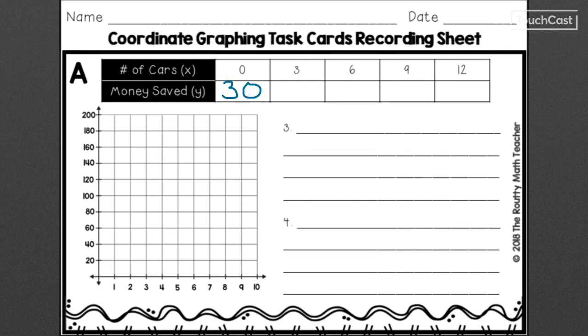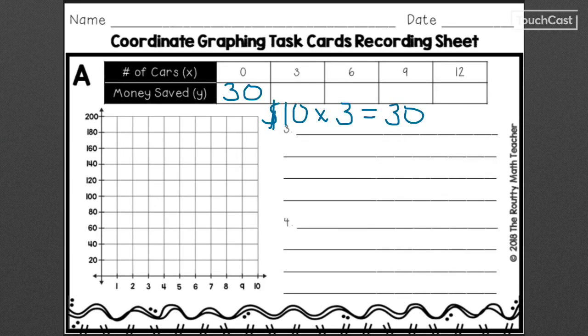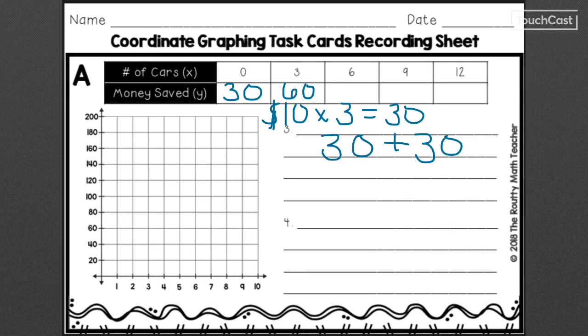Now I want to see how much money he would have after washing 3 cars. So he said that he's gonna charge $10 for every car. So if he washes 3 cars, that means he's doing 10 times 3, which equals 30. But that still doesn't tell us how much money is going to be in his bank account after 3 cars. So how much money will he have in his bank account after 3 cars? Well, he had $30 in there to start, and he just made $30 more. So now he has $60 in his bank account.